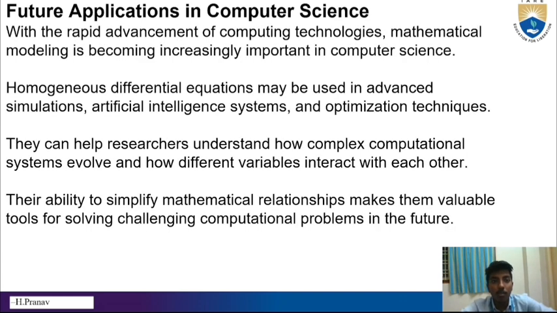So, coming to the future applications in computer science, with the rapid advancement of computing technologies, mathematical modeling is becoming increasingly important in computer science. Homogeneous differential equations may be used in advanced simulations, artificial intelligence systems, and optimization techniques. They can help researchers understand how complex computational systems evolve and how different variables interact with each other. Their ability to simplify mathematical relationships makes them valuable tools for solving challenging computational problems in the future.